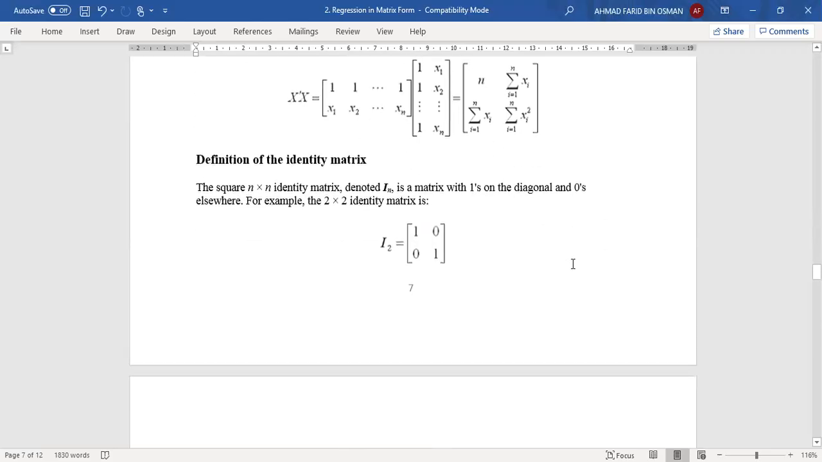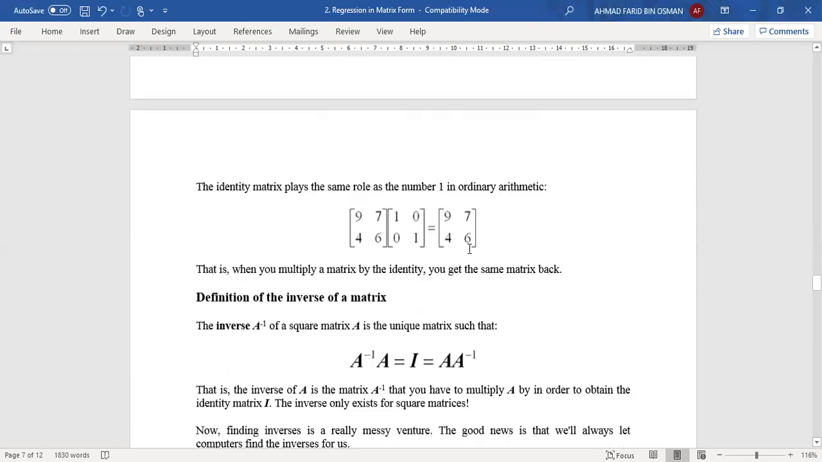All right, and then the definition of the identity matrix. This you have also learned before. An identity matrix has diagonal elements equal to 1 and all other elements equal to 0. The square n times n identity matrix, denoted I_n, has ones on the diagonal and zeros elsewhere. Here is an example of a 2 times 2 identity matrix.